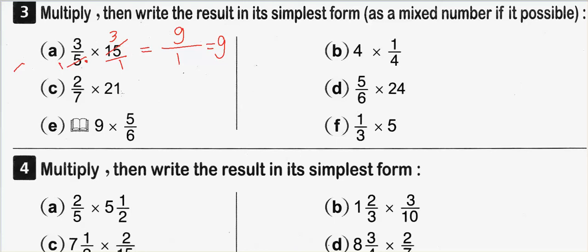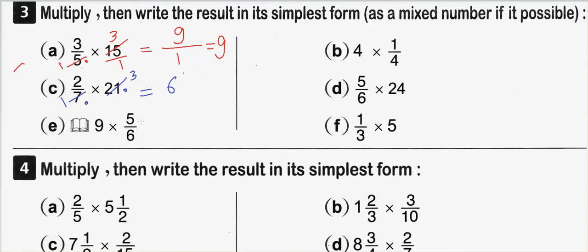See, 2 over 7 times 21. We know that any whole number, if we have 8, we can write it as 8 over 1. We can write any whole number as the number over 1. Any whole number has denominator equal to 1. 3 means 3 over 1. 2 over 7 times 21. Check 7 and 21. Yes, both of these numbers are divisible by 7. 7 divided by 7 is 1. 21 divided by 7 equals 3. 2 times 3 equals 6.